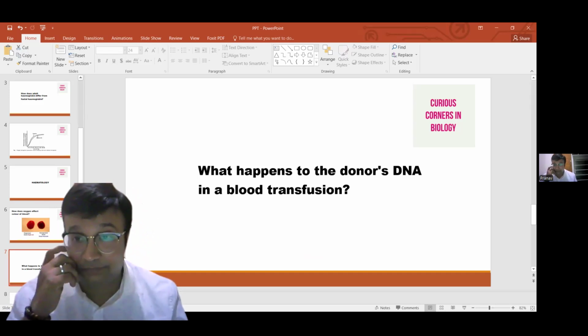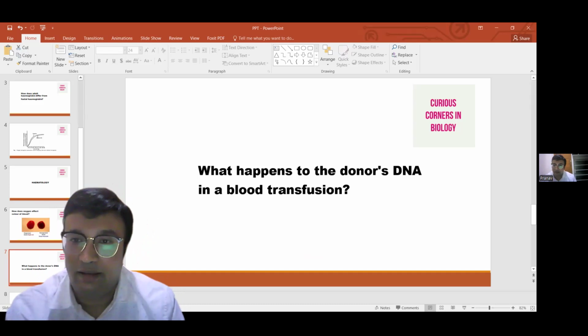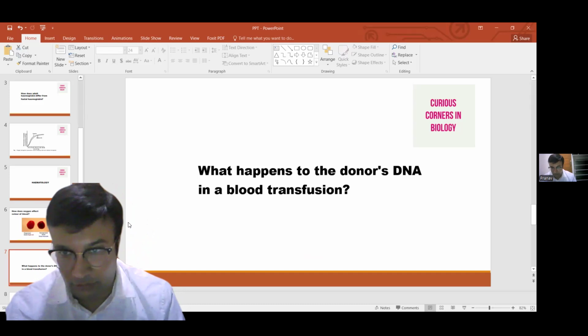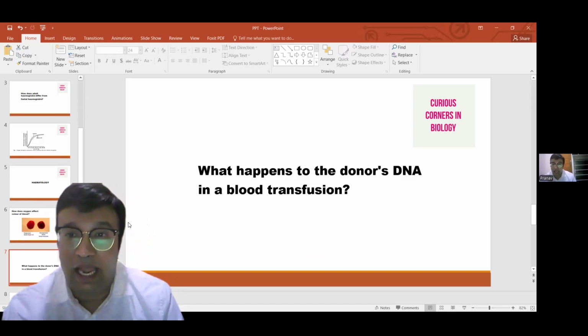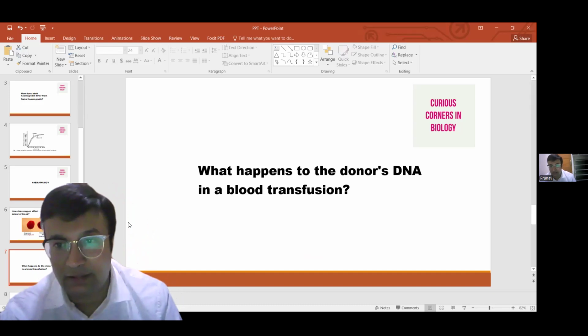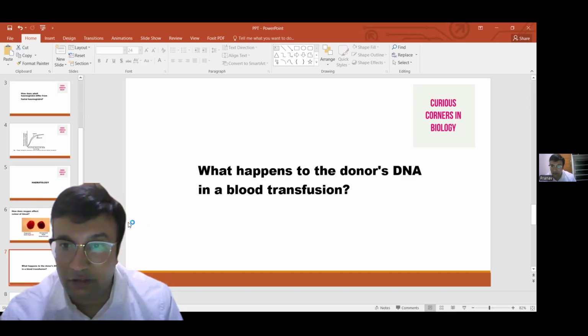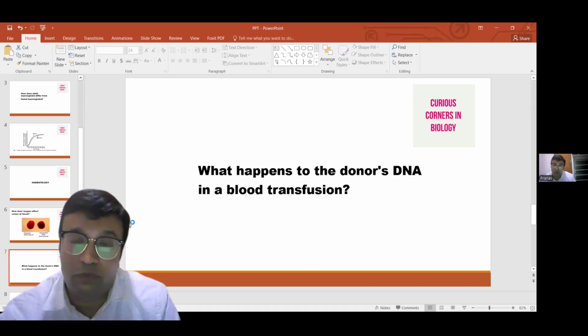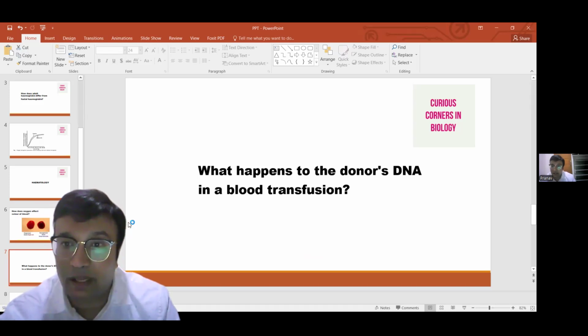First of all, let us think about the blood cells. We have mainly three kinds of blood cells: RBCs or erythrocytes, WBCs or leukocytes, and platelets or thrombocytes. Which of these cells would have DNA? Only WBCs. Okay, RBCs and platelets don't. So we have to think about what happens to WBCs.